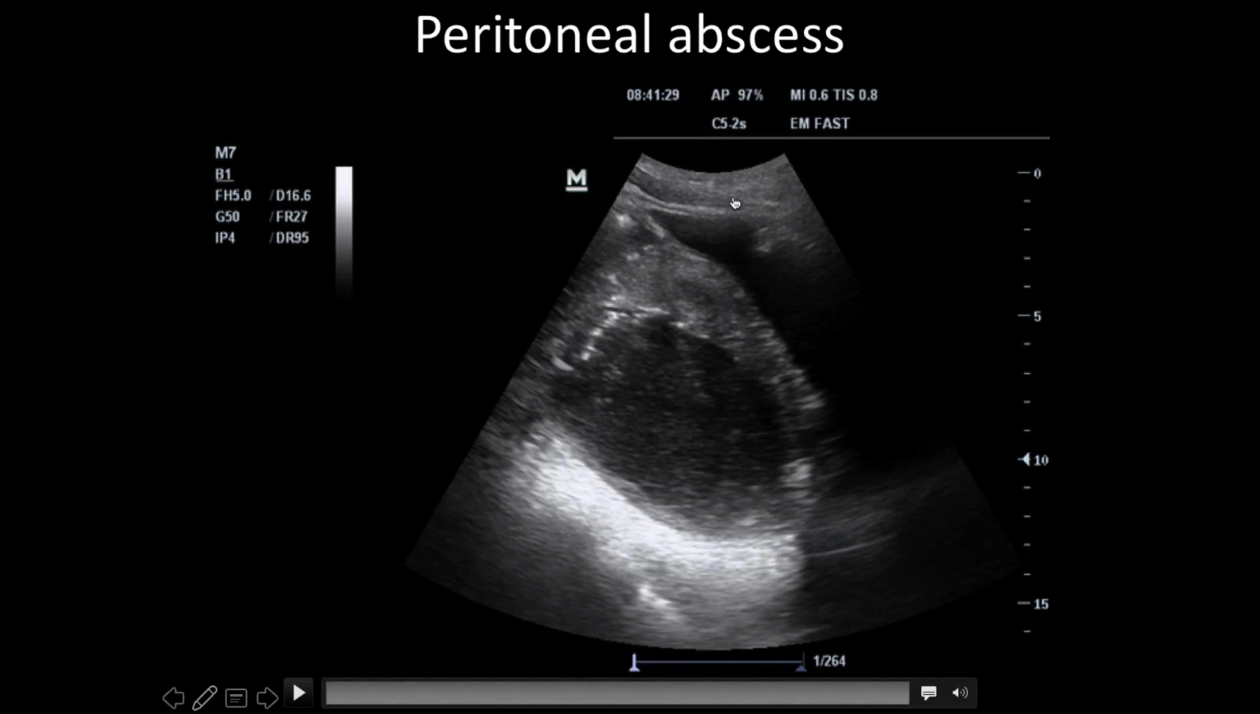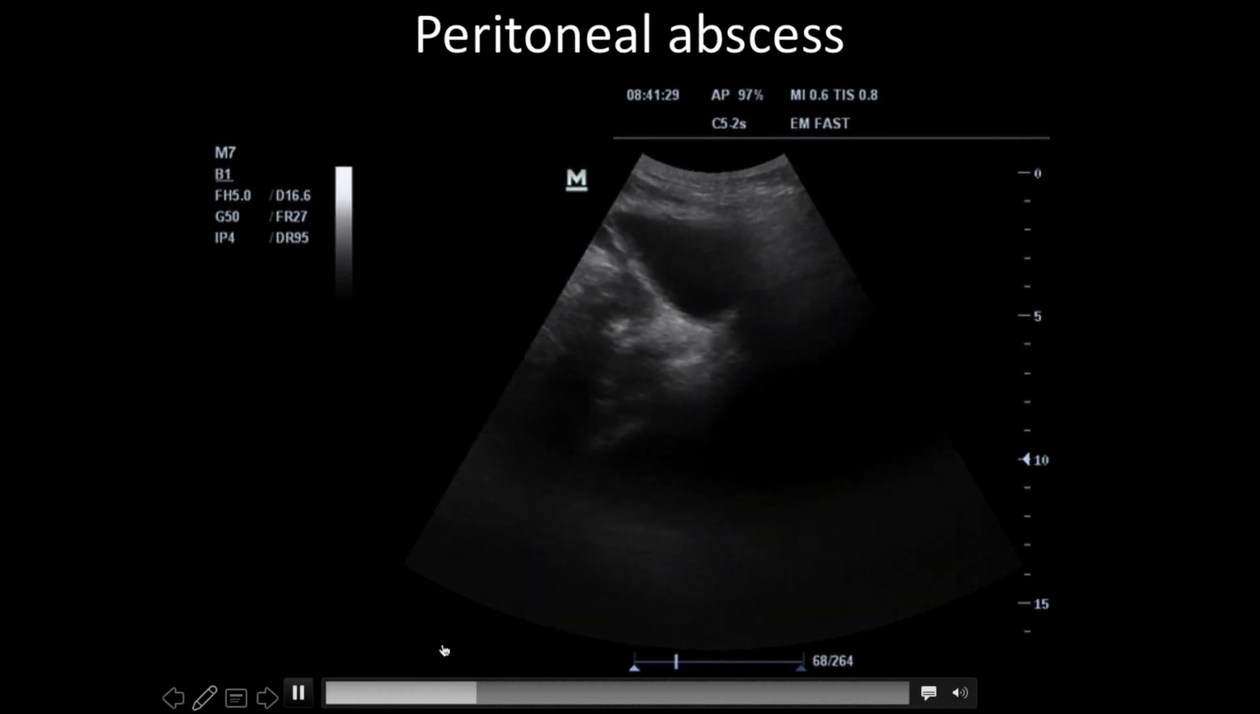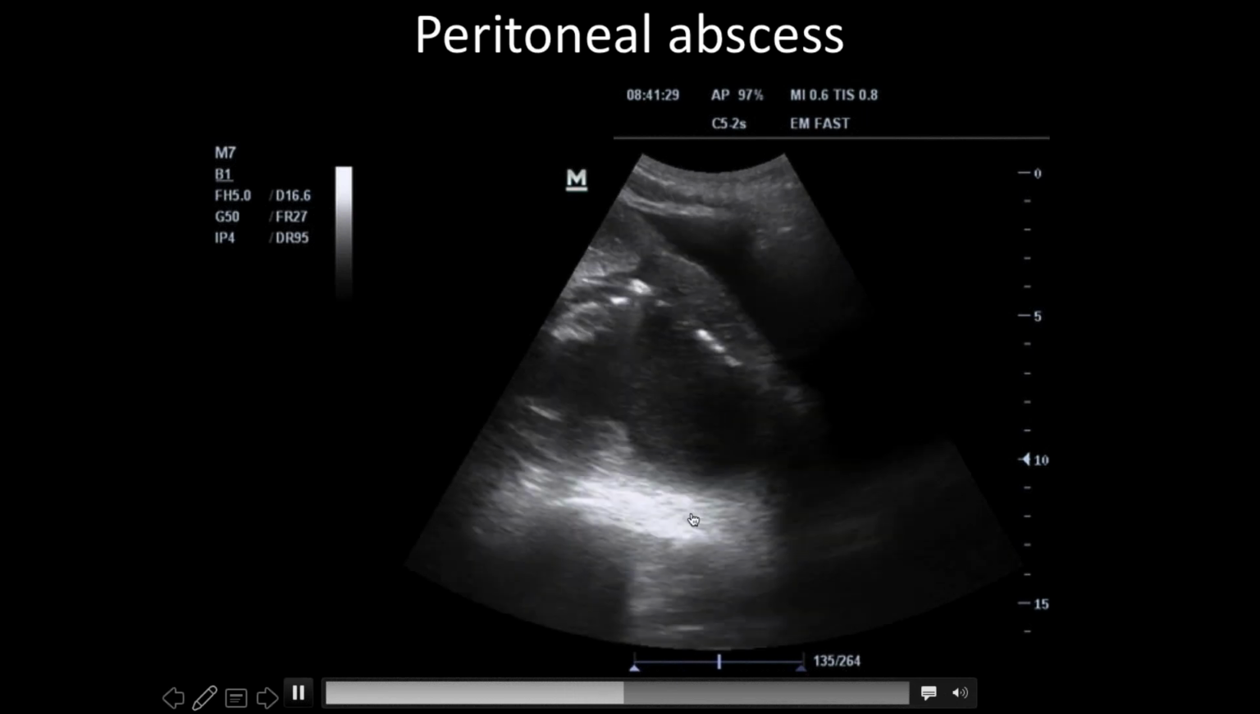So this is a curvilinear probe looking down to the pelvis in sagittal. So the bladder again is here, pubic symphysis is here, and I want you to pay attention to this area here. This is concerning for an abscess. It's not immediately obvious to everyone.